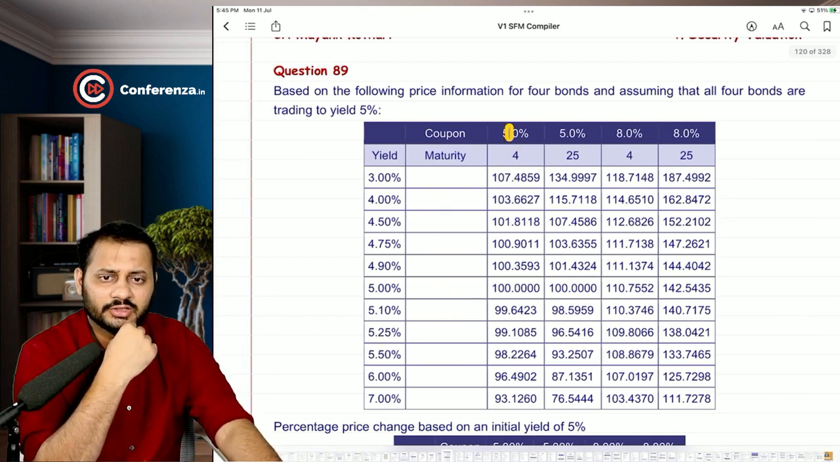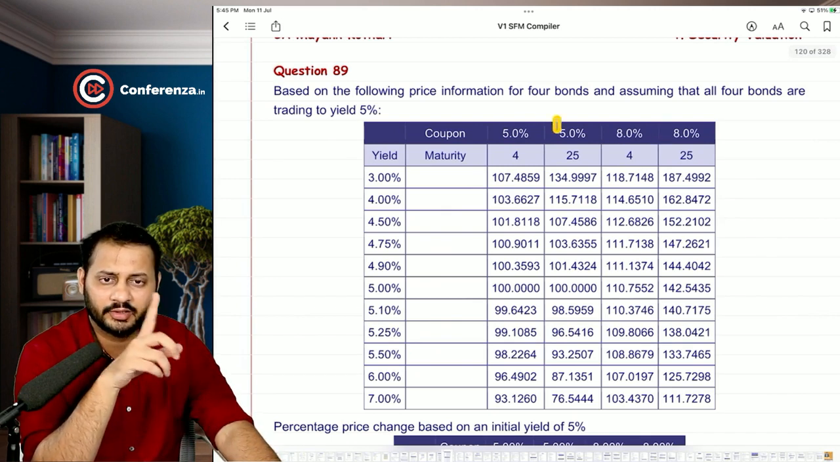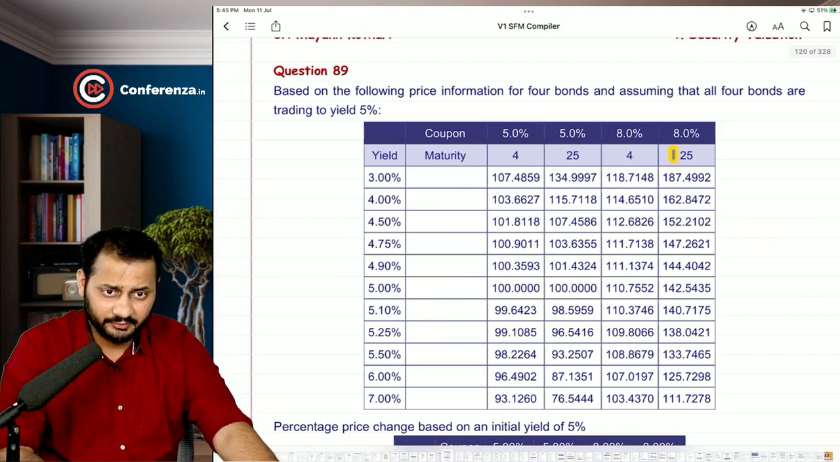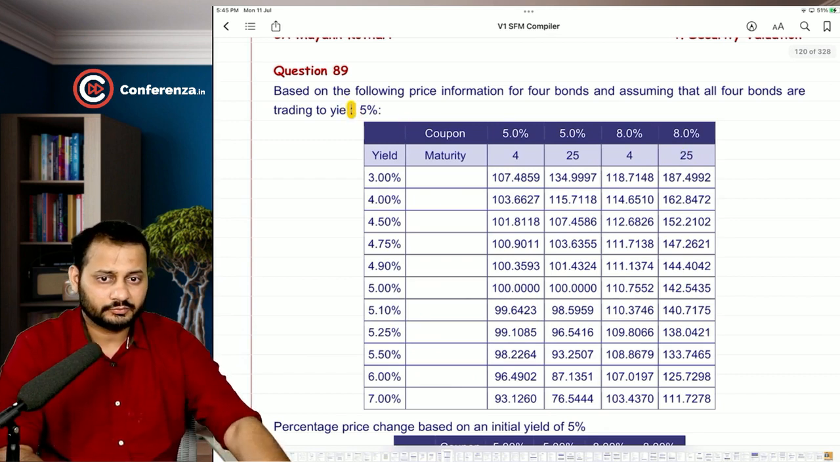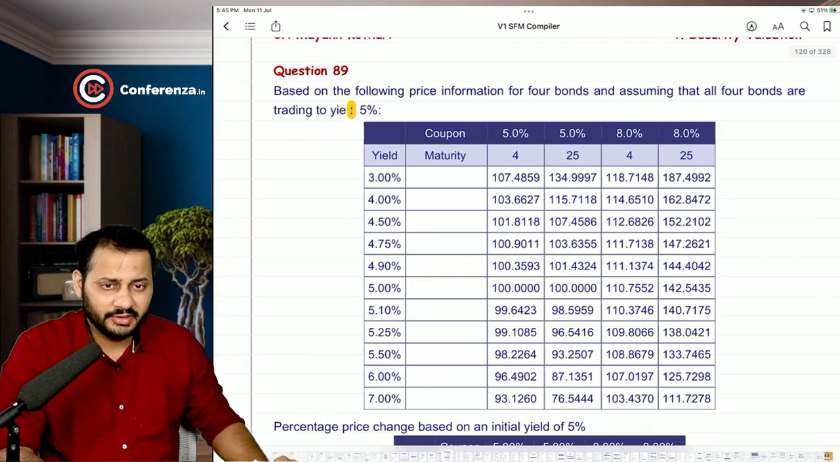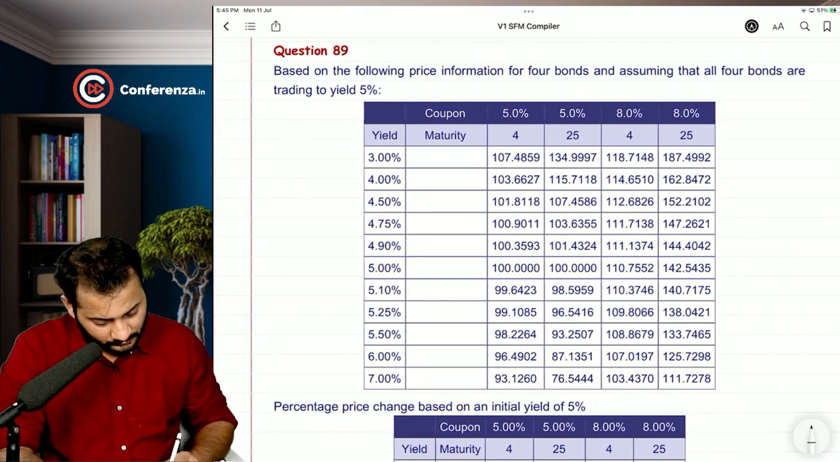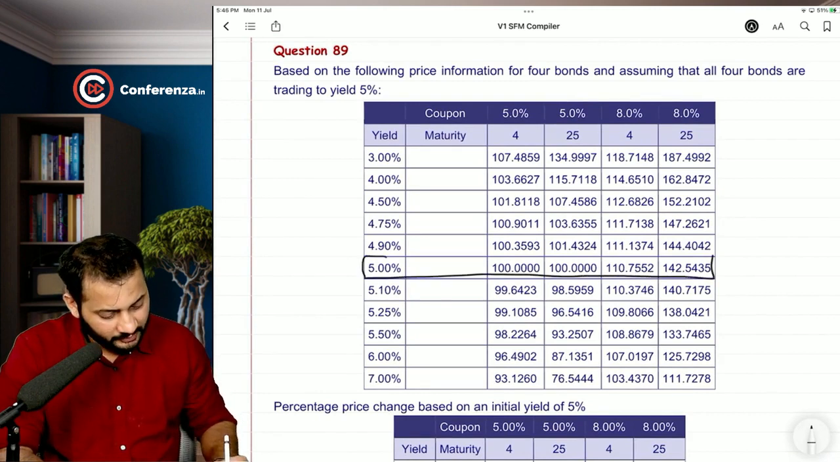So there are 4 bonds with 5% coupon rate, 5% coupon rate, 8% coupon rate and 8% coupon rate. The two 5% coupon rate bonds have different maturity of 4 years and 25 years. The bond with 8% coupon has 4 years maturity and 25 years maturity. And all the bonds are trading at 5% yield. So if you say 5% yield, this is the current market price.